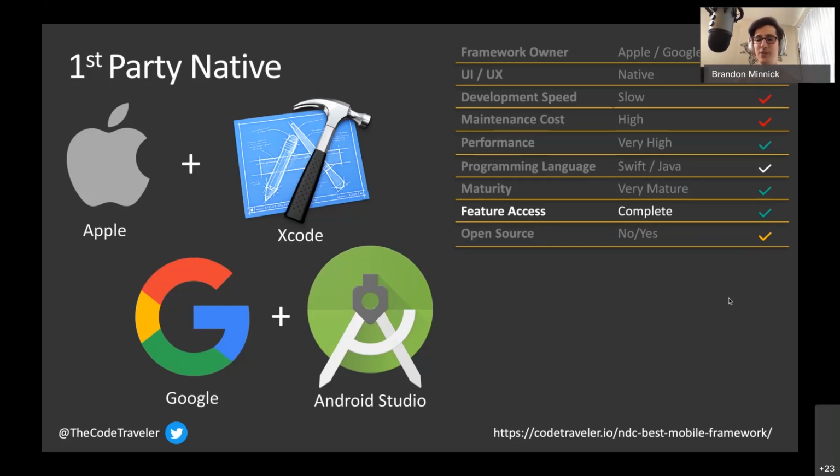The feature access, totally complete. You have access to all of the APIs on iOS, all of the APIs on Android, of which I think both platforms have over 100,000 APIs that you can use for things like Bluetooth, geolocation, getting the battery status, using the camera for augmented reality. There are all sorts of libraries baked into the OS that are highly tuned by the iOS and Android devs that we can take advantage of. And because we're creating our app using the first party tools, we have access to all of them. There's literally no limitations.